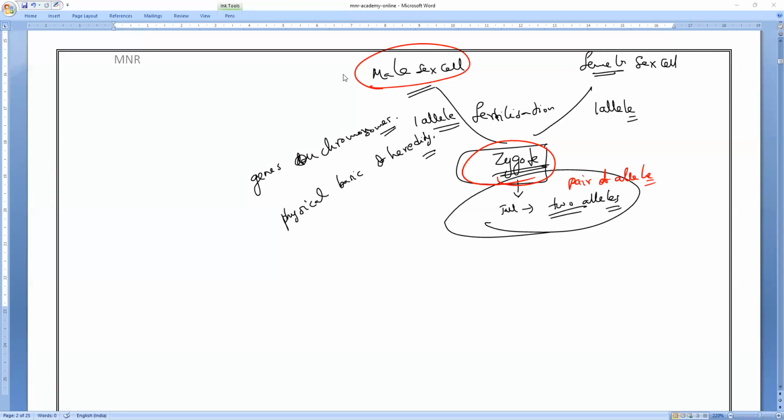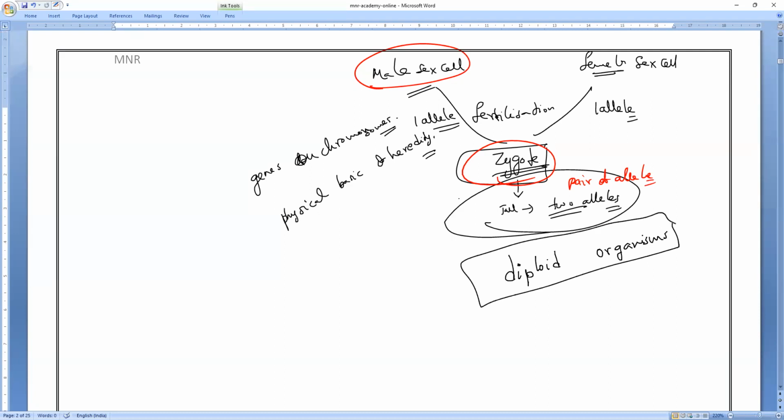Now let us come to the lower organisms. As I said, humans, cows, buffaloes, giraffes, lions, these all have the same method of reproduction. The characteristics are transmitted only in this way. That is why for each character, one pair of alleles will be there. That is what we call diploid organisms, like the dogs and cats you see in our surroundings.